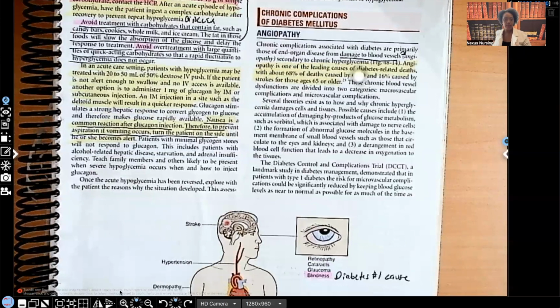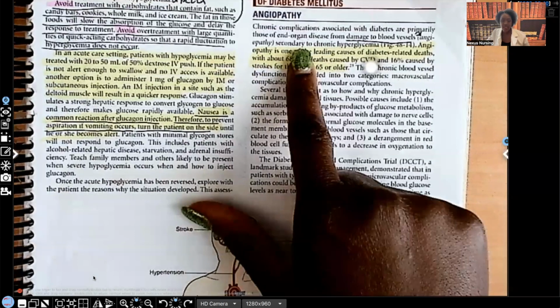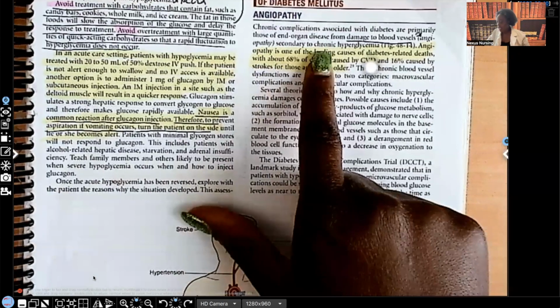Let's get started. So the first, let me make this bigger for you. The first complication that we're going to go over is angiopathy. So let's take a look. It says chronic complications associated with diabetes are primarily those of end organ disease from damage of the blood cells.